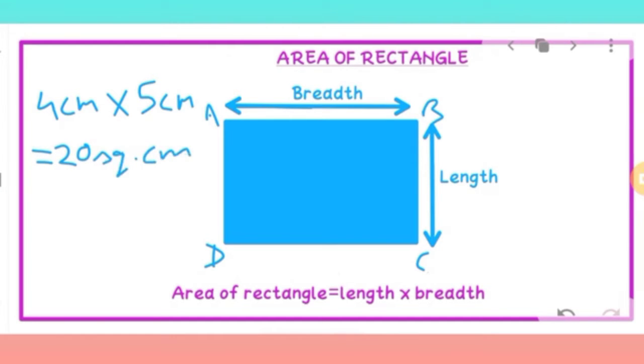Square of centimeter, you can just assume it like, when we multiply 2 into 2, what do we say? This is square of 2. Similarly, 3 into 3 is a square of 3. Similarly, centimeter into centimeter will give us square centimeter.